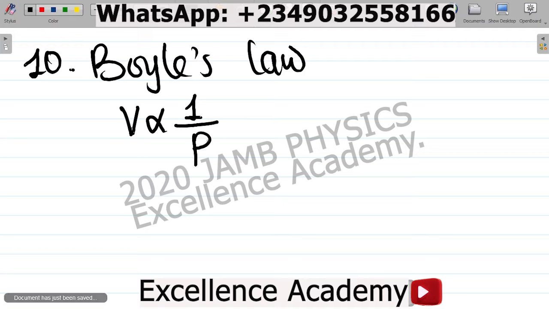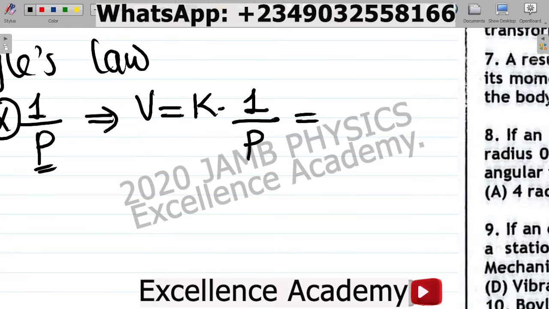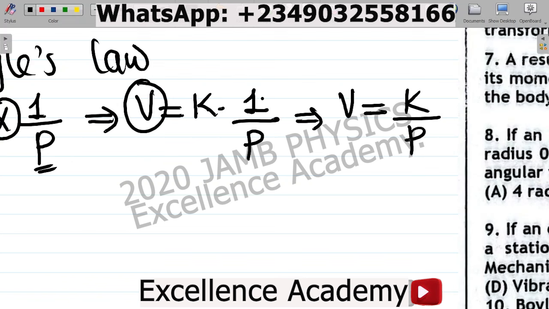So this is Boyle's law, in mathematical form. The volume of a given mass of gas is inversely proportional to its pressure, of course, at constant temperature. If I'm to work on this, I take off the proportionality sign, put an equal sign and introduce a constant, K, times 1 over P. This translates to V equals K times 1, which gives K over P. If I multiply this out, K is equal to P times V, which gives PV.